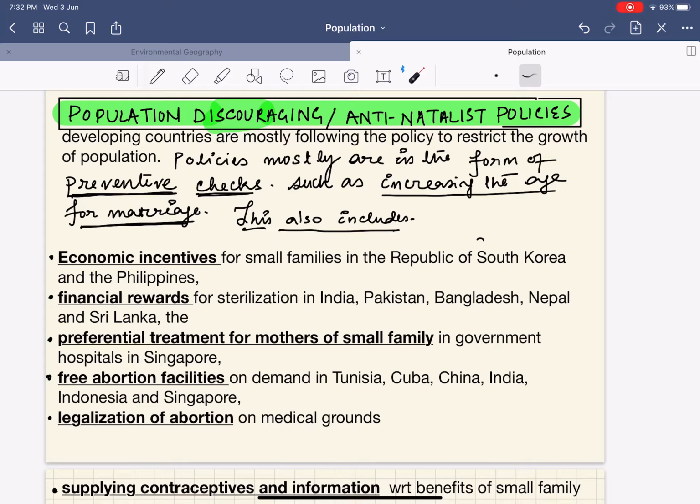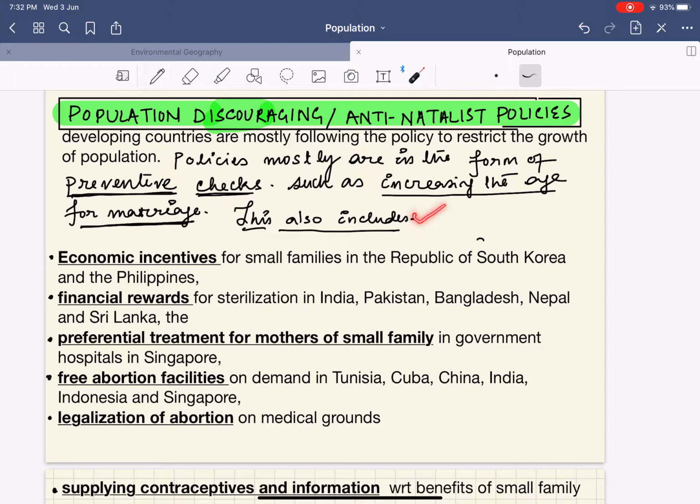Now, this population discouraging or antinatalist policy is mostly adopted by developing countries such as India, China, etc. The policies mostly take the form of preventive checks. I hope you understand, the term preventive checks was used by Malthus while describing how the population can be controlled. What were these preventive checks? Such as increasing the age of marriage.